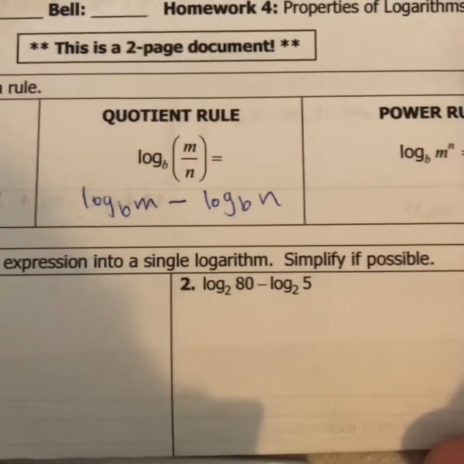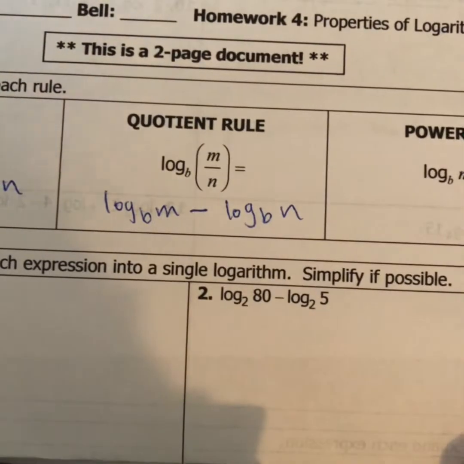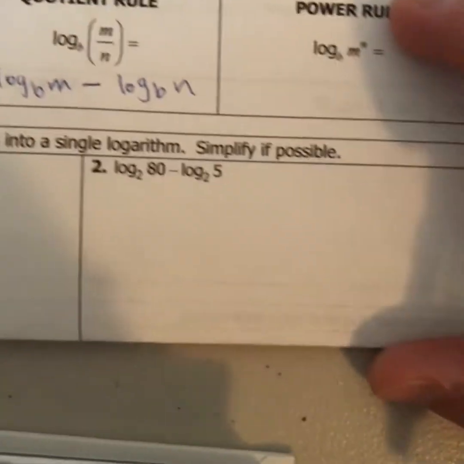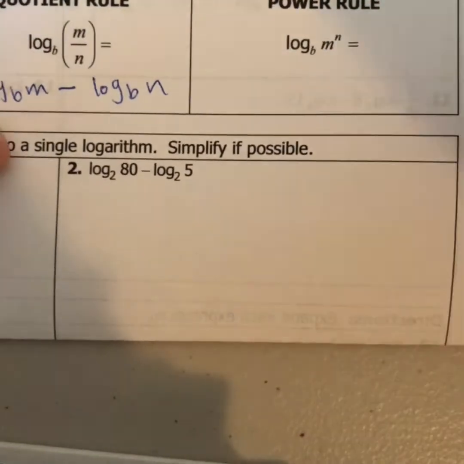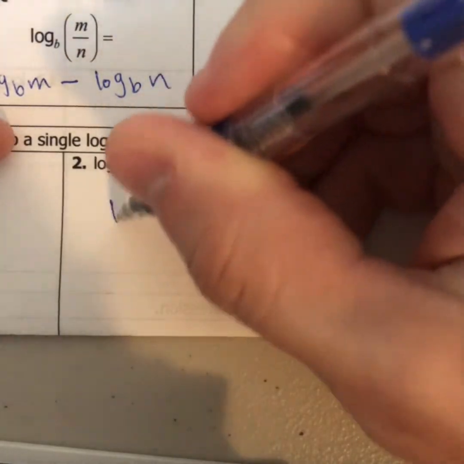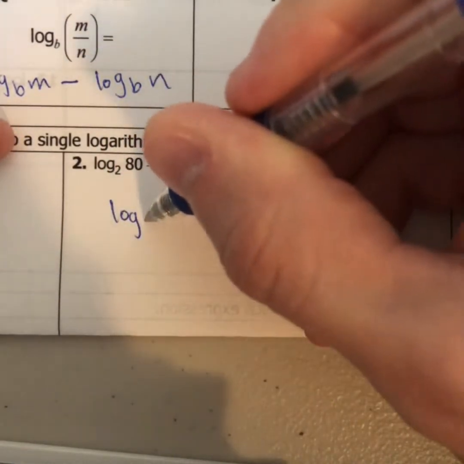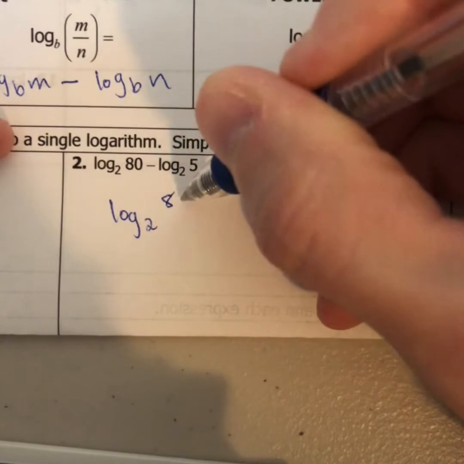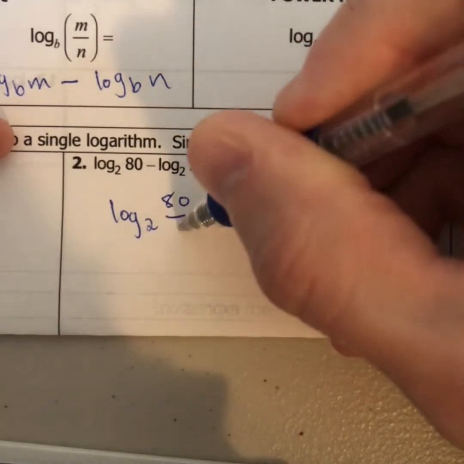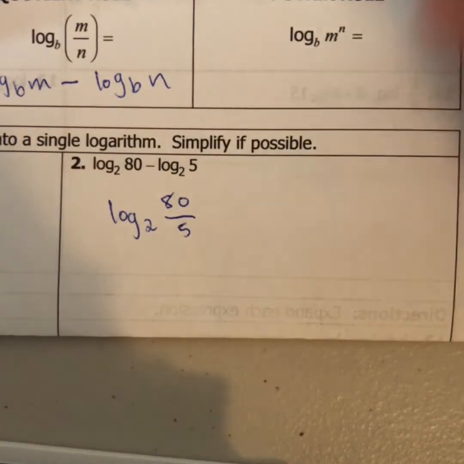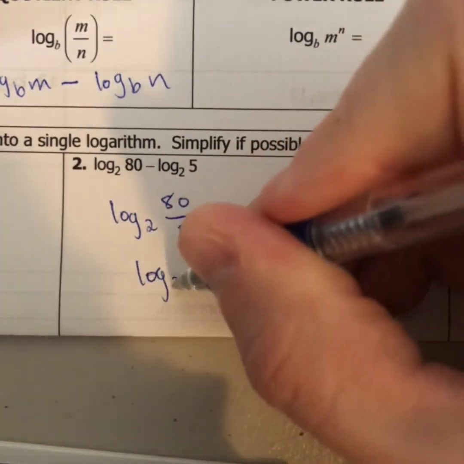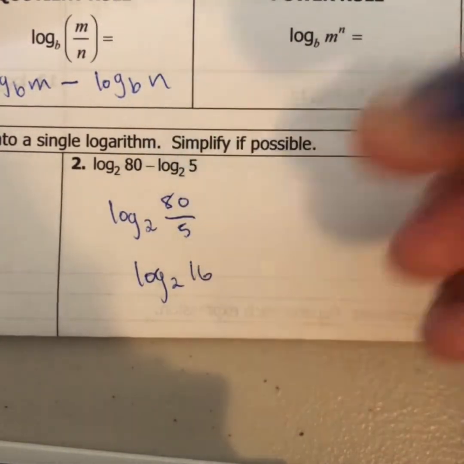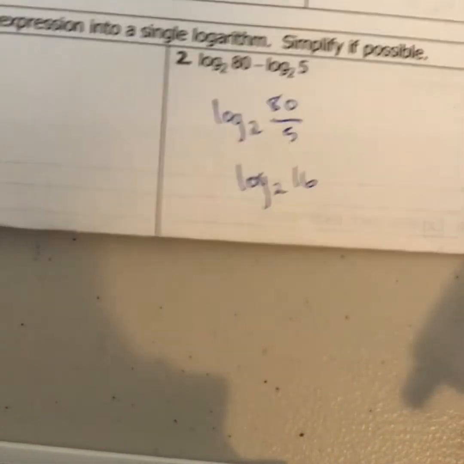Okay, that's just your general scenario there. All right, and there's an example of this one right here. Okay, we see subtraction, so log base 2. So we turn subtraction into division, 80 divided by 5. All right, which really is log base 2 of 16, and we can leave it like that.